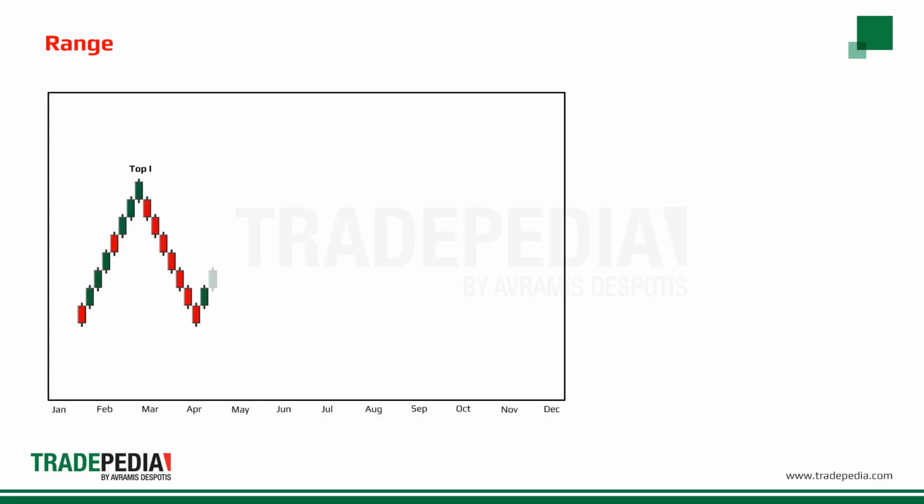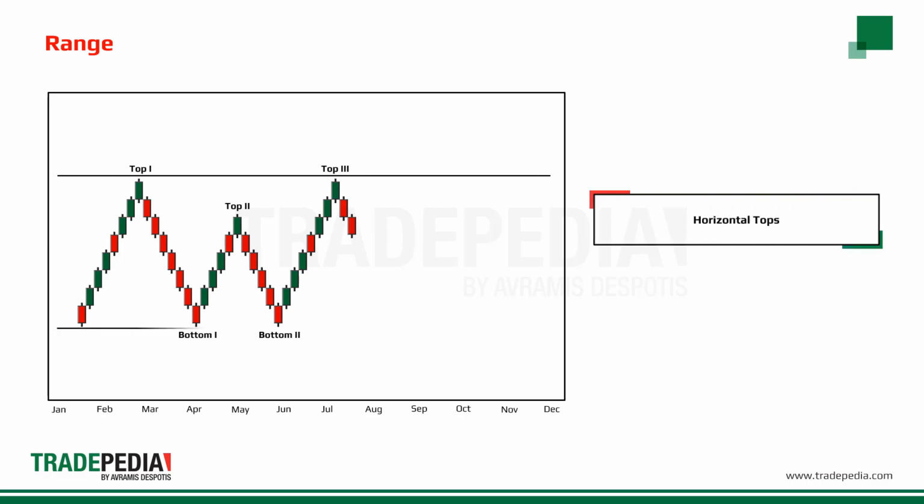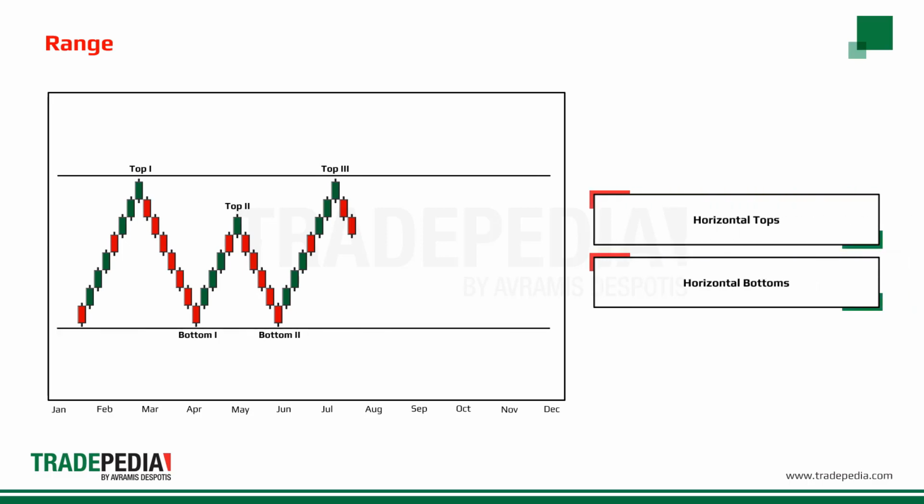The third market direction is what is known as range. A range is characterized by a series of tops and bottoms at around the same horizontal levels. The market moves in a sideways price pattern without a clear upward or downward direction.